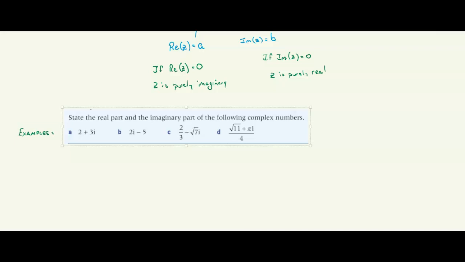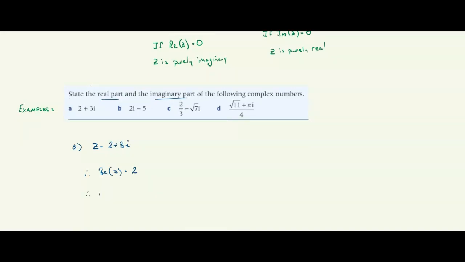So the first complex number we're looking at is this one here, 2 plus 3i. So z is equal to 2 plus 3i. What we're asked to do is state the real part and the imaginary part. Therefore, the real part of z is equal to 2. There's my real part of z, and my imaginary part of z is equal to 3. And that's it. Real part of z is 2, and the imaginary part of z is 3.